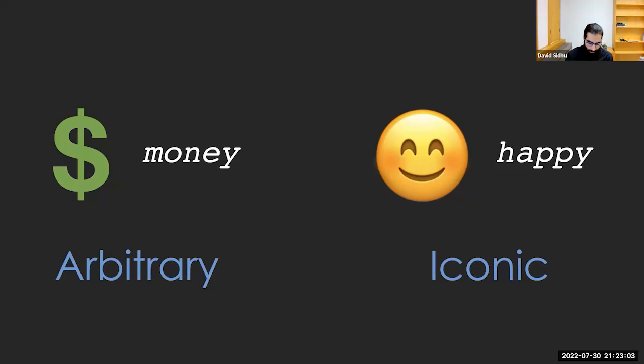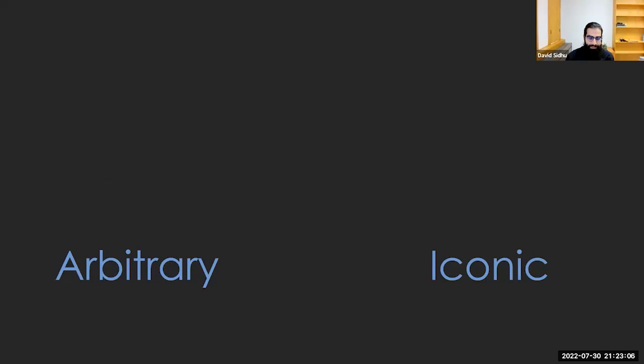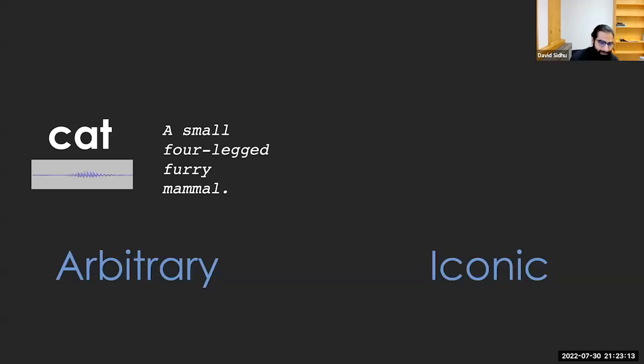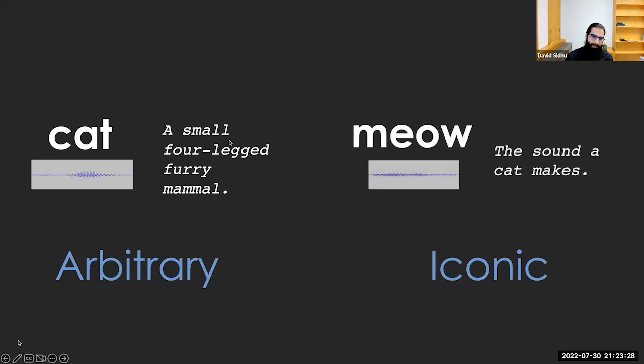Now, while these are visual examples, you can also imagine that this happens in terms of sound. And this is how we start applying this to spoken language. So if you think about an example of a word like cat, there's nothing in the sound of that word cat that is cat-like, nothing in it that refers to a small four-legged furry animal. It's like that dollar sign example, where it's this arbitrary connection. But you can also have words that are more like that happy face example, like the word meow, for example. To some extent, this imitates the sound that a cat makes. So this is what we call an iconic word.